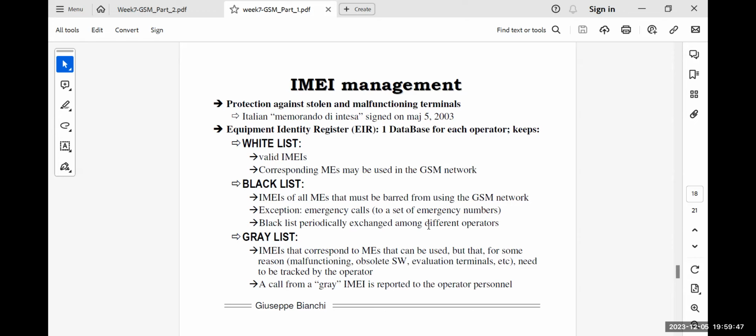The blacklist is periodically exchanged among different operators. So different operators also exchange the list of this blacklist with the other operators as well, right? Mostly the law enforcement agencies are in contact with the GSM operators, and they provide the controversial people or the people who are associated with bad activities. So their IMEIs are usually entered into this blacklist, right?